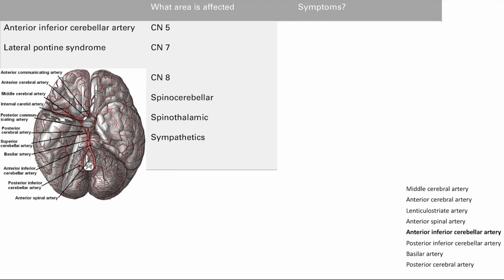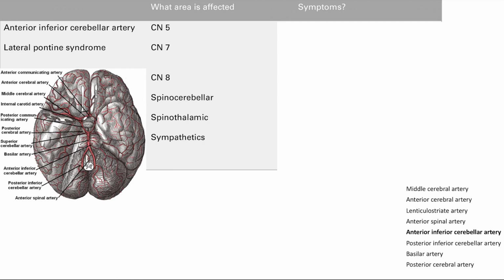And then next is the spinal cerebellar. I mentioned that briefly. So this is going to present with ataxia and dysmetria of the ipsilateral arms and legs. Spinal thalamic, we should know. What is going to be lost? Well, you're going to lose pain and temperature. And what side of the body is it going to be to the lesion? Remember, it's going to be contralateral because the spinal thalamic tracts cross.